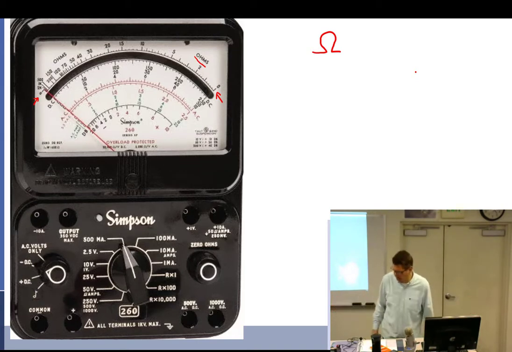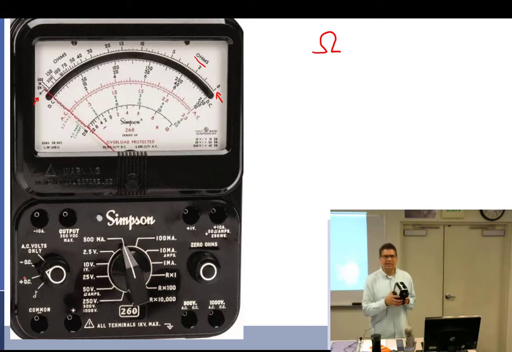Turn it on! Okay, so this one here, the on button is right here. And we have one line that is for what? AC volts, which is alternating current volts only. You have DC negative and DC plus. You're going to be working with DC, yeah?